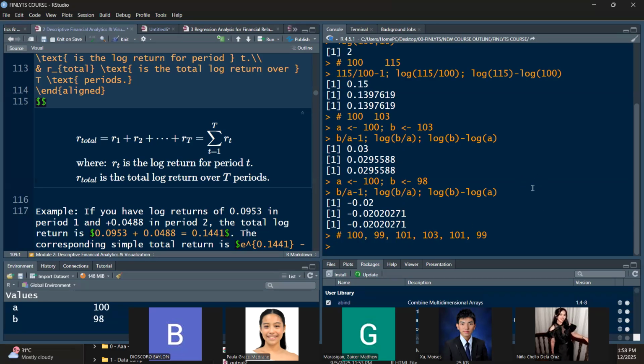Okay, so I'll give you 1 minute, class, to please compare the simple returns and the log returns. Okay, maybe 2 minutes.